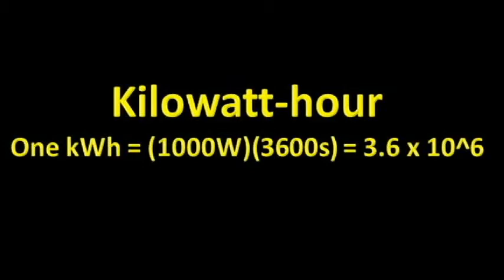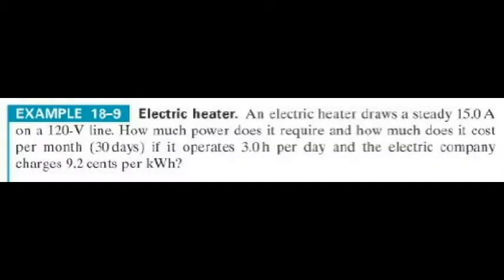And so taking this into account, we're gonna do example 18.9. Electric heater. An electric heater draws a steady 15 amperes on a 120 volt line. How much power does it require, and how much does it cost per month, that means 30 days, if it operates 3 hours per day and the electric company charges 9.2 cents per kilowatt hour?